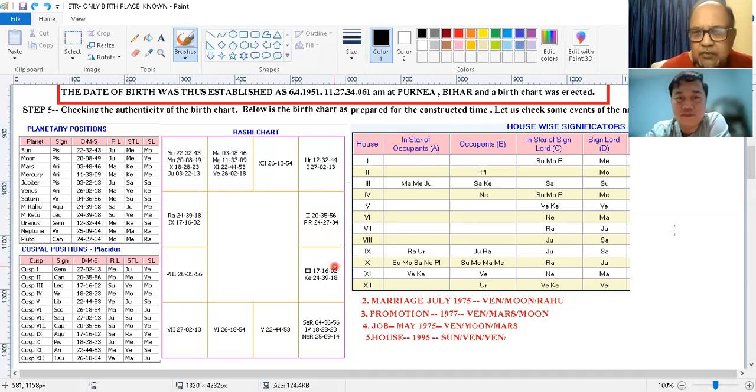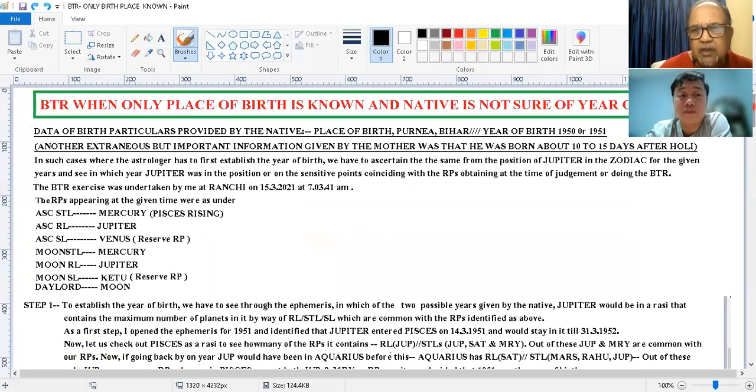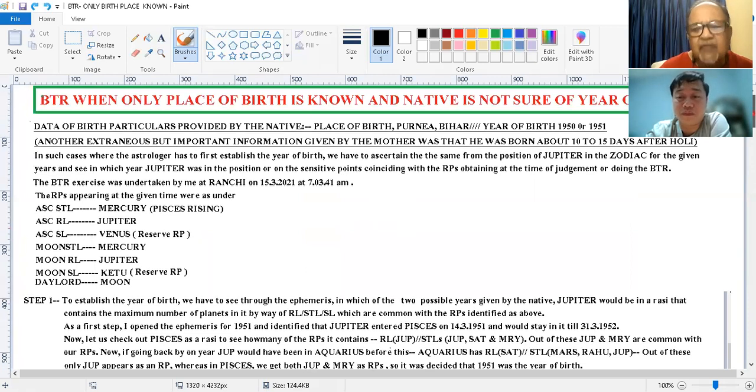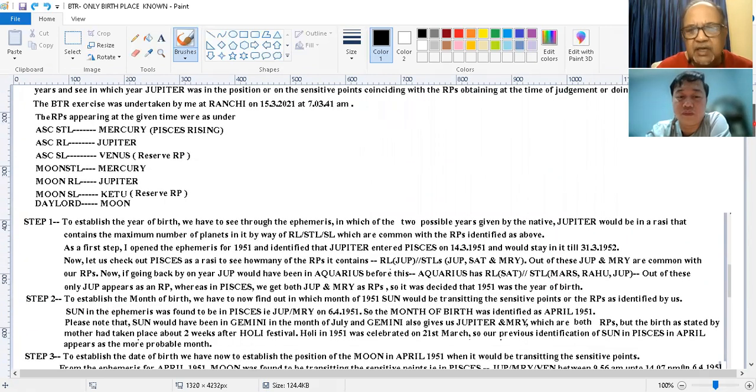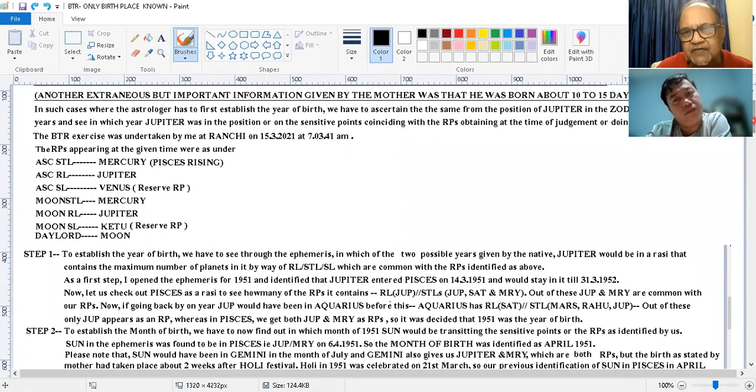So this completes our BTR, birth time rectification. All the examples I have shown you. I have one or two more examples, but that would just be repeating. Different types of cases and situations are the same.